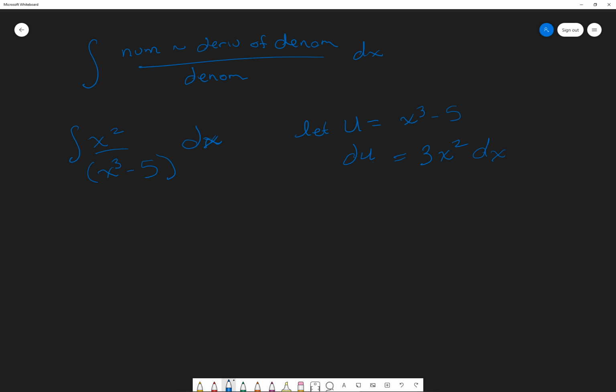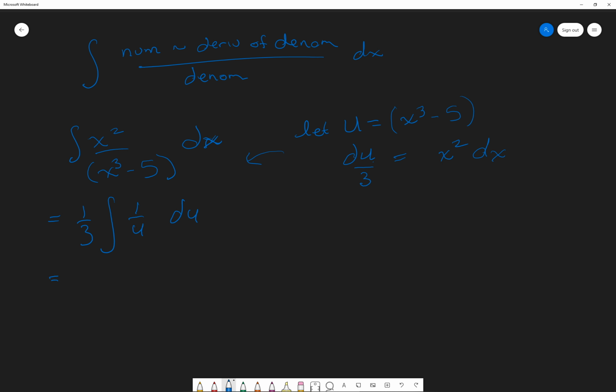That's my du. But what do I have? I have x squared dx. I don't have 3x squared dx. So really, if I divide both sides by 3, I can get rid of this. So I have x squared dx as du over 3, and then I have u. So I can sub them in now. I'll put the 1/3 out, and I have du. So I have 1/3 du for the x squared dx, and with the x cubed minus 5, I have u.